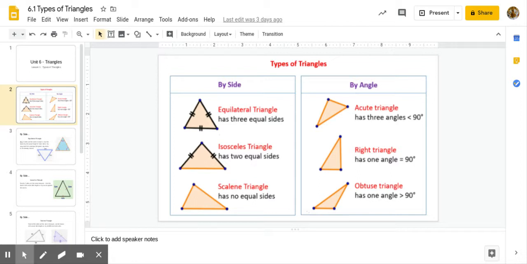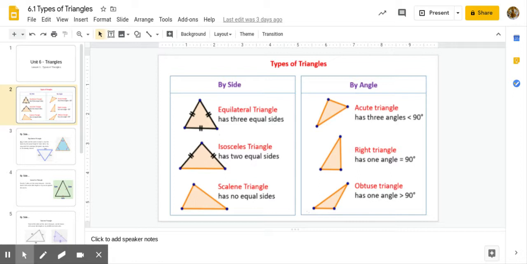The other way to classify is by angles. Remember, the angles of a triangle are formed by the two sides. It would be the measure of this space right here where the cursor is. To classify triangles by angles, one is acute, where all three angles are less than 90 degrees. The other is a right triangle, where there is one 90-degree angle. And the last one is obtuse, where there is one angle that is greater than 90 degrees.